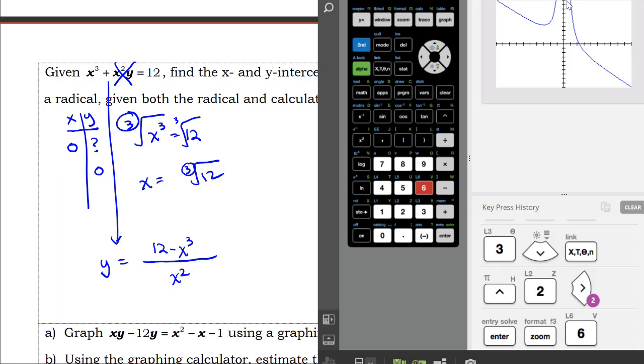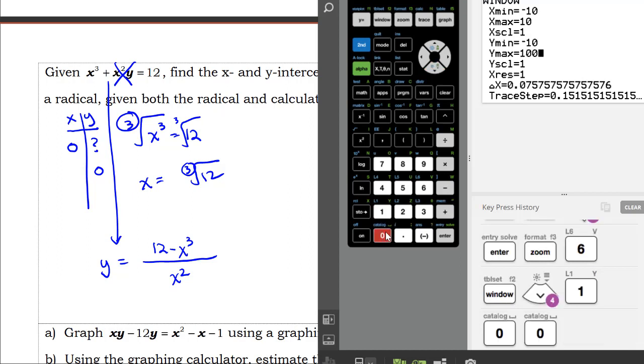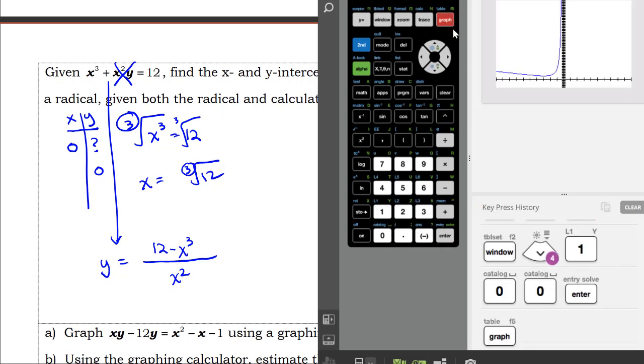Now, this goes up to 10, doesn't it? You want to see higher than that? Go to Window, and higher than that is like the Y max. If you want to make it 100, you could do that. Enter, and then graph it again. And now it's going up to 100. And you get all these crazy lines because they have one line for every number. There's 100 lines there. That's crazy.